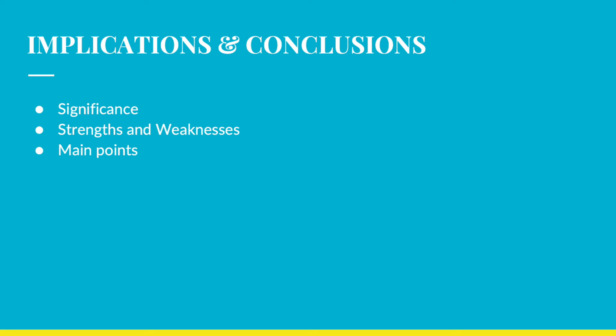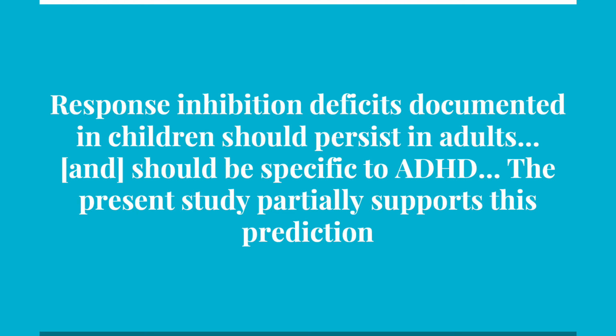Finally, we look at the implications and conclusions of the study. To do this, we will discuss the significant strengths and weaknesses and main points of the study. Quay and Barkley proposed that an under-responsive behavioral inhibition system, BIS, is responsible for ADHD. This means that any deficits spotted in childhood should be present in adulthood. Furthermore, these deficits should be specific to ADHD and should not be representative of general psychopathology.